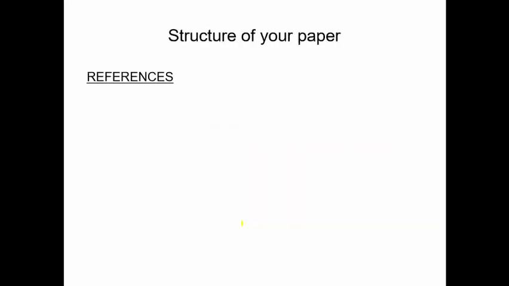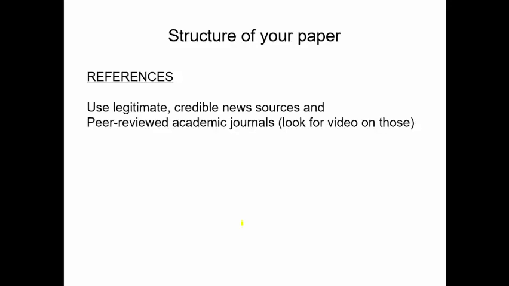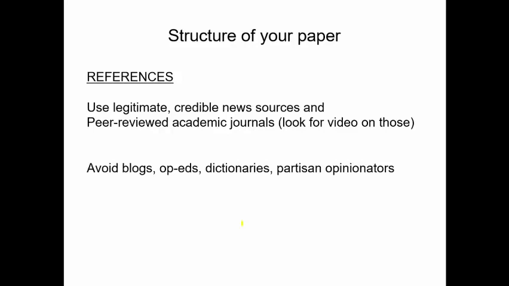Now, the final part of the structure of your paper is the reference page, or what we could call the bibliography. Keep in mind on the syllabus, for a 6 to 8 page paper, you're probably going to have at least 6 to 7 or 8 references required for that paper. So you're using legitimate, credible news sources and peer-reviewed academic journals. Again, I've already mentioned before, I'm posting a video on Moodle that you can look at as far as how to access those. As far as your references go, you want to avoid the talking head blogs or the op-ed columns.